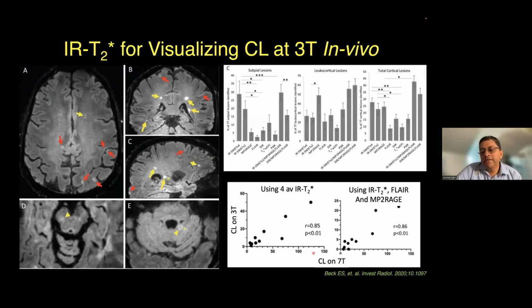But one good thing is that if you look at the cortical lesions on the 7T versus 3T, you have pretty good correlation. The R is about 0.86, which means that even though we are missing half of them, the count that we have correlates with the total cortical lesion volume as picked up on 7T. We don't have a ground truth here because these are still live patients. So that's encouraging at least.